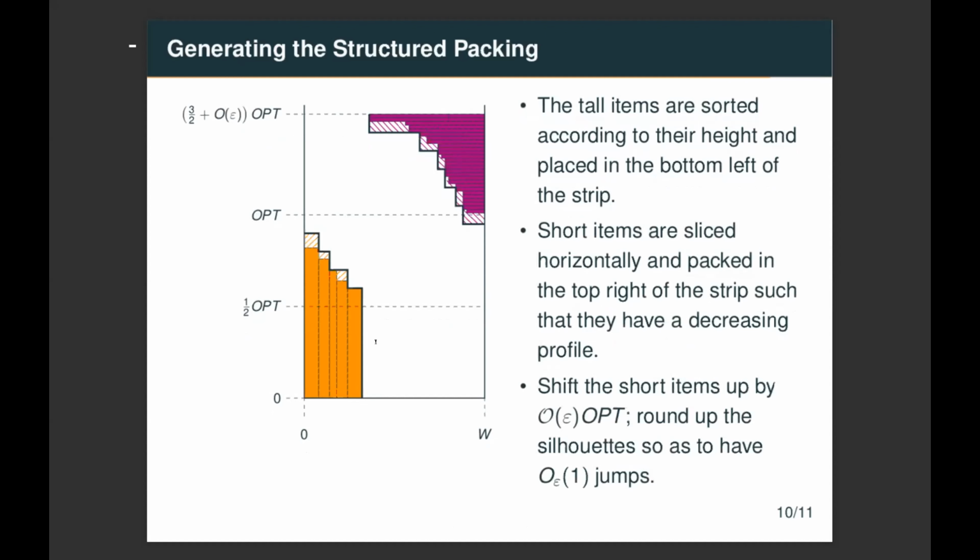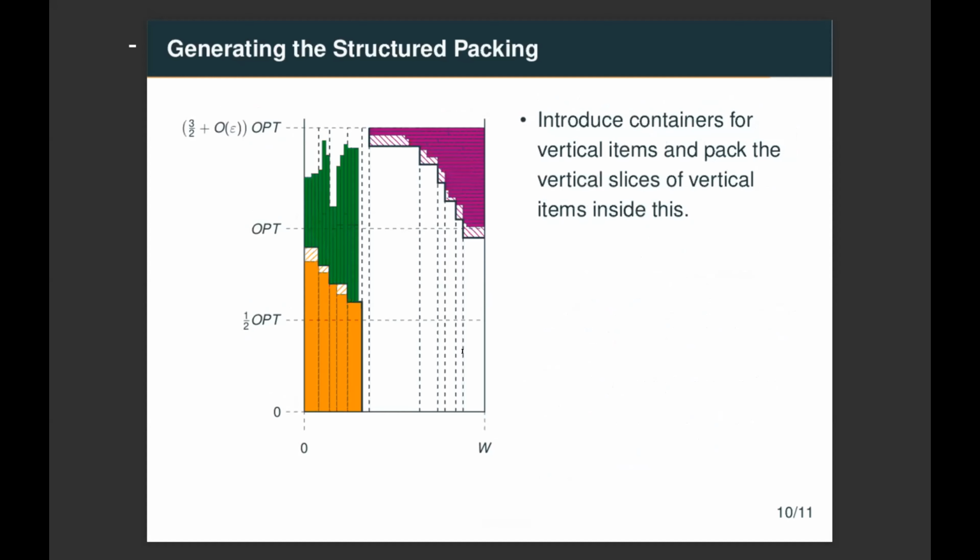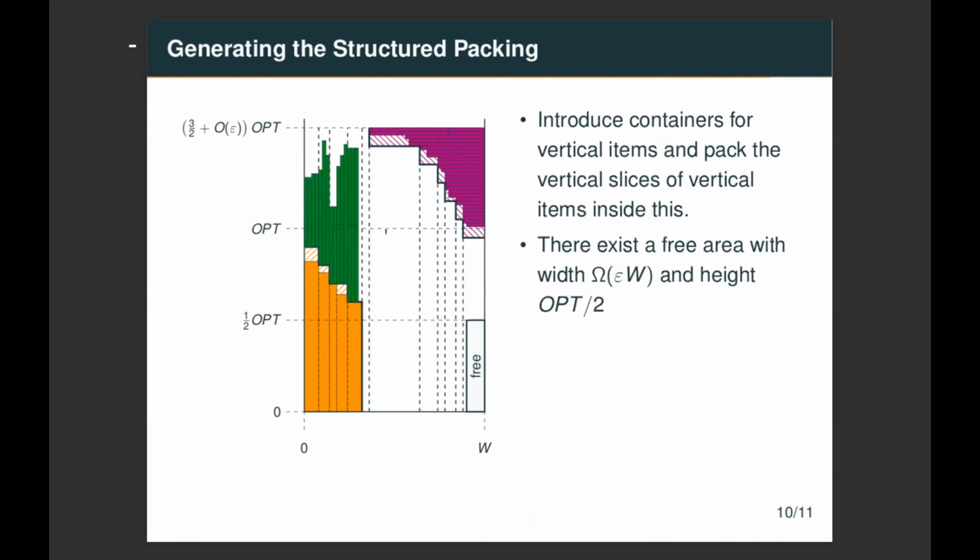And then we shift the silhouettes of the tall items and these slices such that they have constantly many jumps. For this, we need to increase the height by an epsilon factor. Finally, we can introduce the containers for the vertical items by drawing these imaginary lines from the corners of the silhouettes, and then we use this to pack the slices of the vertical items inside. After doing that, we still have a free area of width omega epsilon W and height opt half.